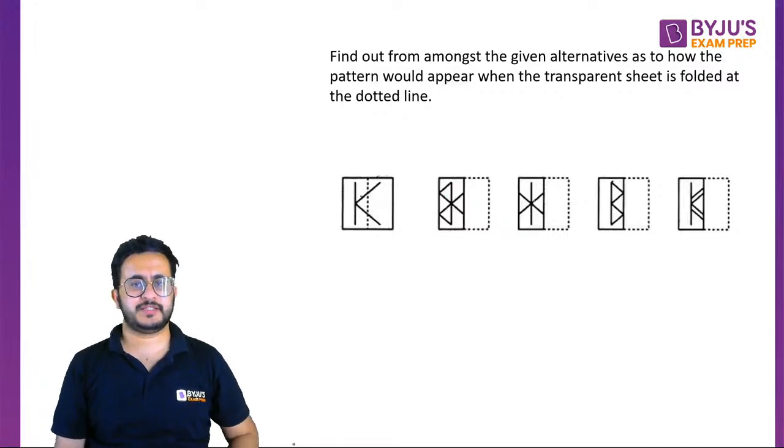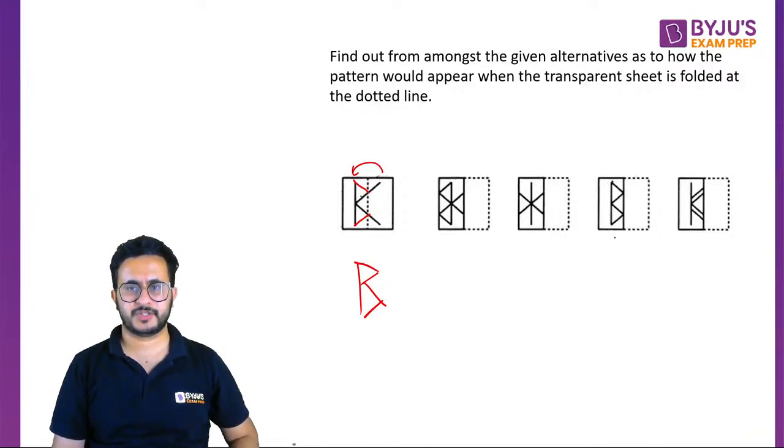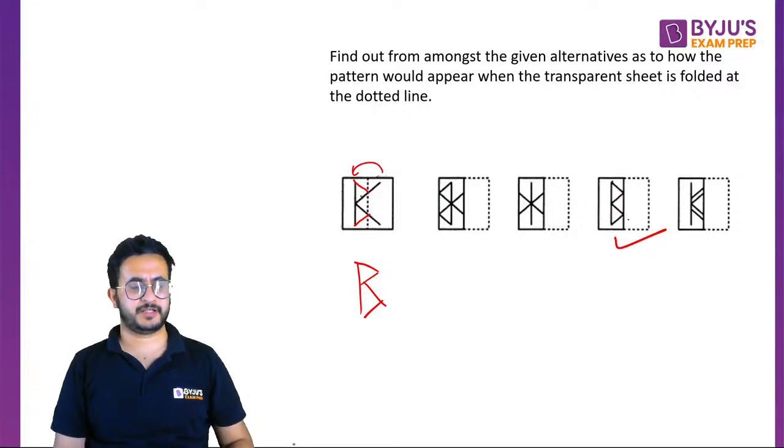If we see this, this is a K shape. This part, the half part, will remain as it is. And beyond this, what will happen? Since we are folding it on top of this, it will be a reflection. This portion was going this side, this will go this side. So it will look something like this B shape. That is your answer. Based on mirror image, it will be a reflection of this and it will appear like this.